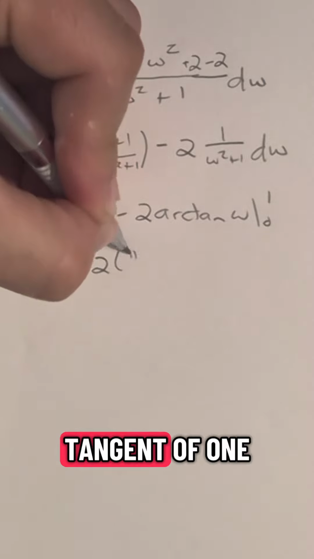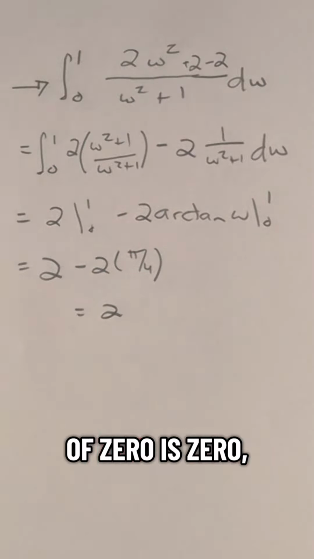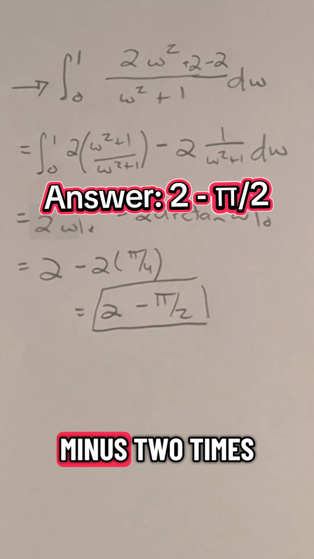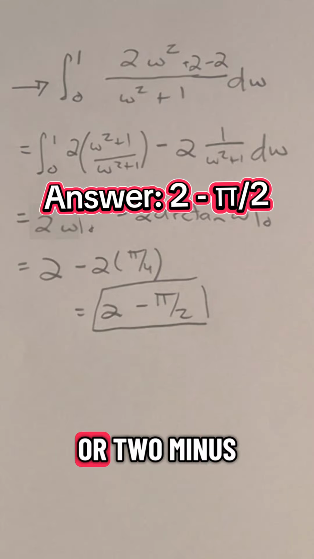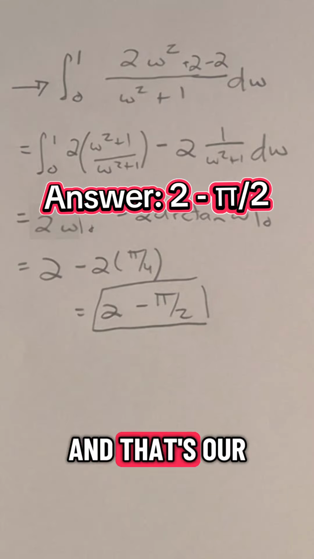Well, since arctangent of 1 is pi over 4 and arctangent of 0 is 0, you get 2 minus 2 times pi over 4, or 2 minus pi over 2. And that's our answer. Pretty nice.